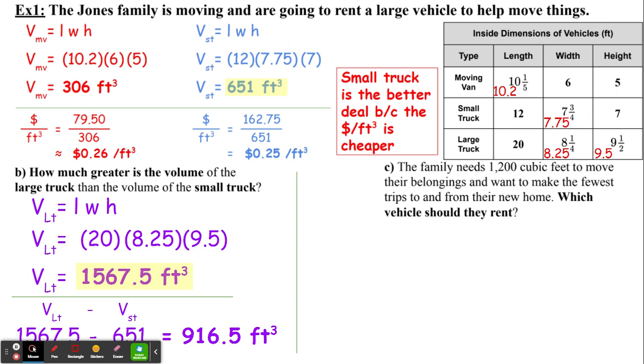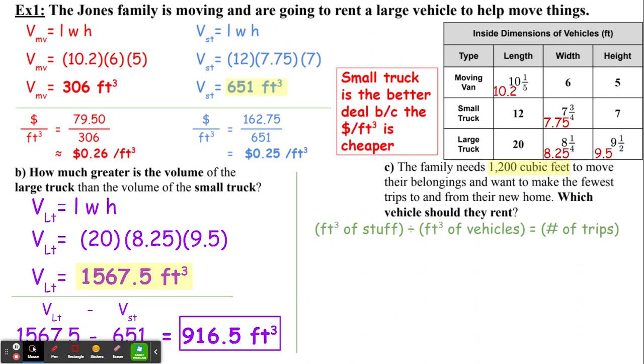Okay, so based upon all that information, they want to know, we have 1,200 cubic feet worth of stuff. We want to do the fewest amount of trips possible. So which one should we use? The smartest thing to do would be to take the cubic feet of their stuff divided by the cubic feet of the vehicle, and that's going to equal the number of trips they have to make.